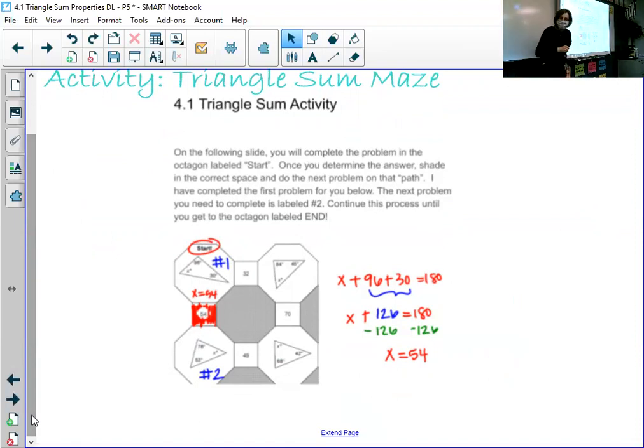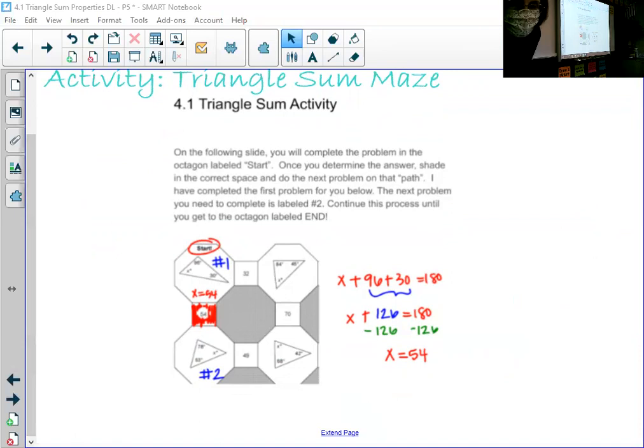Let me get this, it should be here somewhere. Oh, I think I lost it. Here it is. So there's a 4.1 triangle sum activity link that is in today's Schoology folder. If you click on that, you'll get to this slide. And as soon as I move my slide, then you'll be able to get the whole maze.